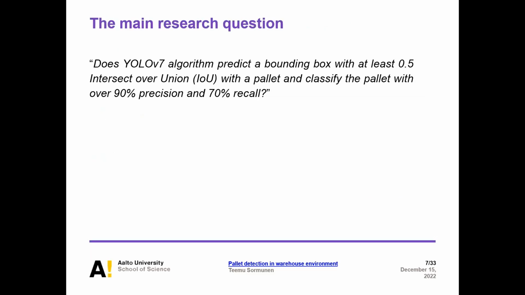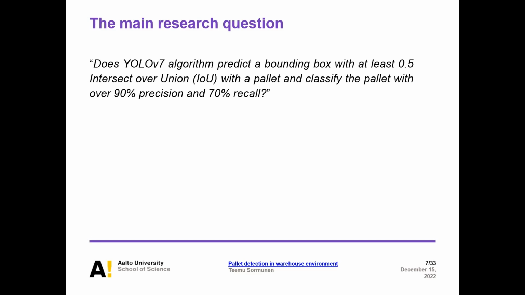The main research question in the thesis was, does YOLO v7 algorithm predict a bounding box with at least 0.5 intersect over union with a pallet and classify the pallet with over 90% precision and 70% recall? The research question is dense and it's really precise, such that the language and the terms used in this question might not be familiar to all of the listeners. We will be going through the terms intersect over union, precision and recall, and YOLO v7 and bounding box in the later stages, but for now let's take it as it is.